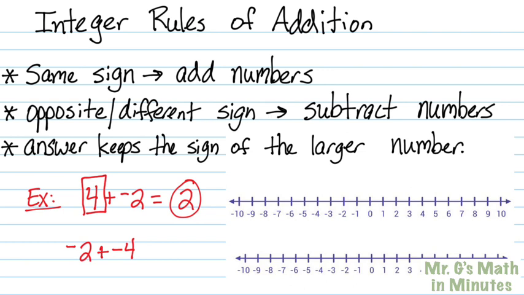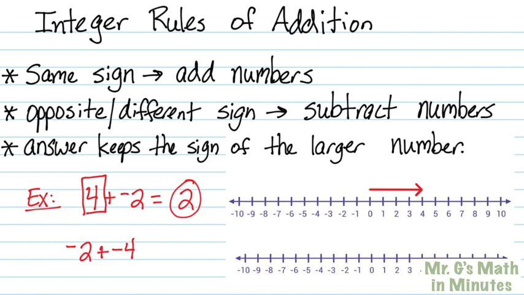Now let's see what that would look like on a number line. With a number line, obviously we're going to start at 0. Our first number is a positive 4, so a positive 4 means we're going to the right. We're going to go to the right 4 times from 0. So if I draw an arrow, it's going to be going to the right from 0, 4 units.